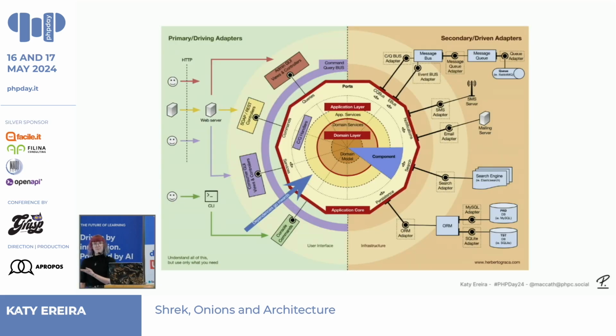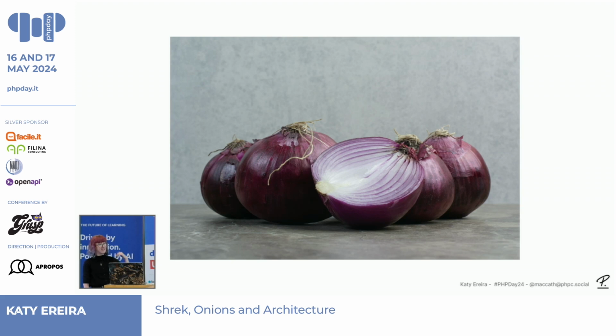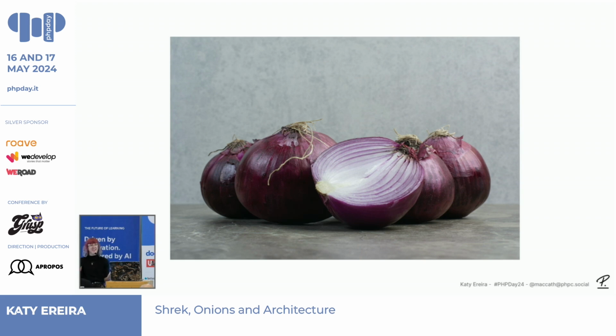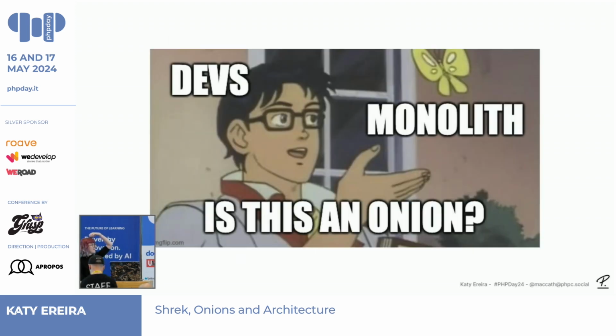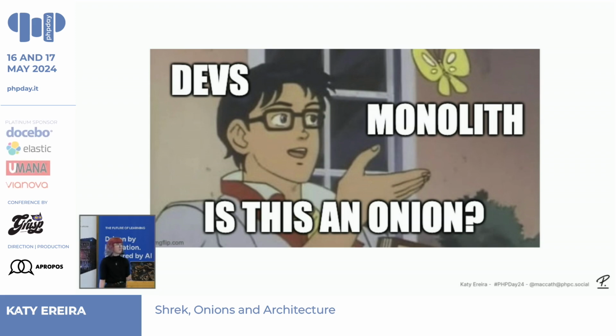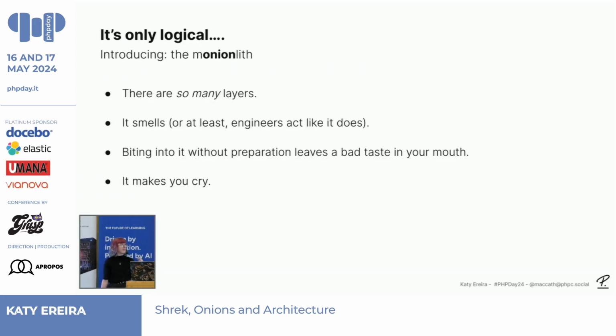You may have seen a diagram like this before. It's an architectural diagram of a system, and it too has many, many layers. This is an onion. You can see it has many, many layers. So I was sat there thinking, hang on a second, is this monolith actually an onion? And I looked for some other signs that maybe I was correct and that a monolith is in fact an onion, and I came up with a few.